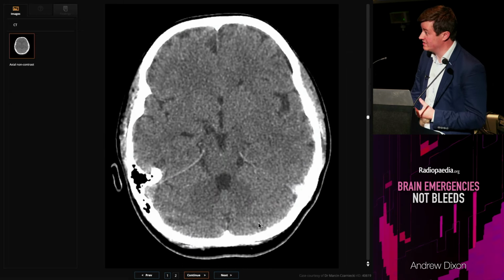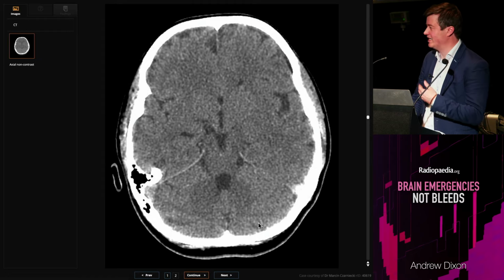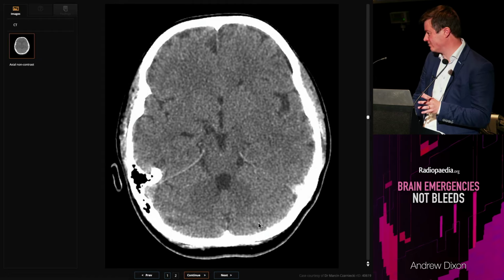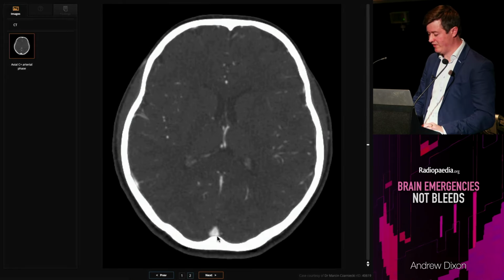The diagnostic test is a CT venogram. A lot of people ask for MR venograms. That's really a screening test, really. But if you want the diagnosis of dural venous sinus thrombosis, a CT venogram is what you want. And you're looking for a filling defect.